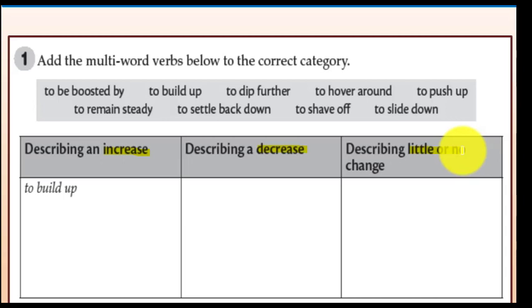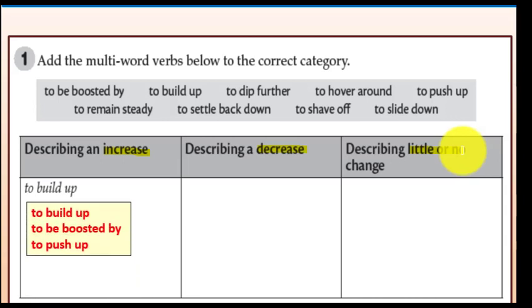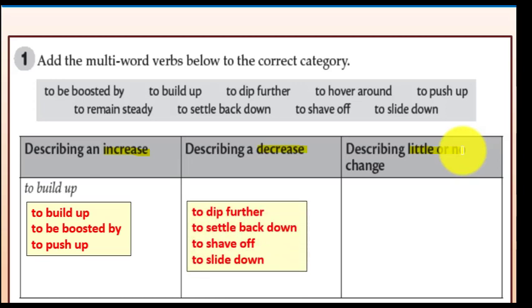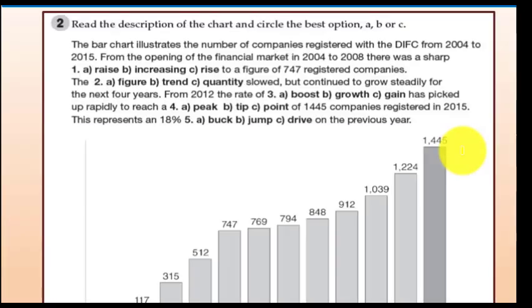Okay, let's now do the exercise together. The first category, describing an increase. Here we can classify the following words. You can see to build up, to be posted by, to push up. This is in the first category. In the second one, describing decrease, we have, as you see, to dip further, to set it back down, to shave off, and to slide down. The last category, describing little or no change. Here there are 2 multi-word verbs: to hover around and to remain steady. This is the answer for this question. Okay, I hope you get the idea of it. Let's now go to the next task.